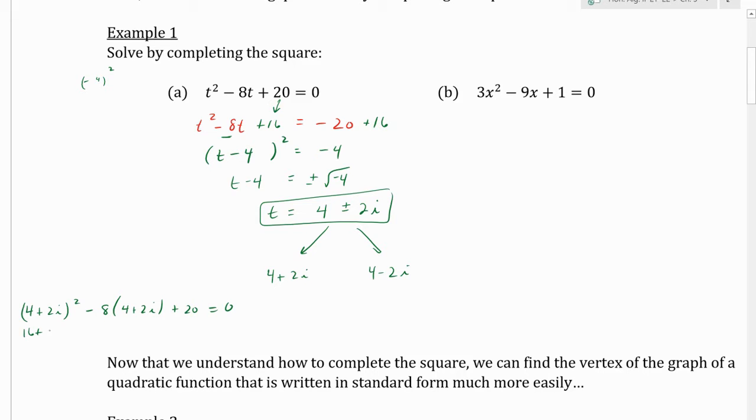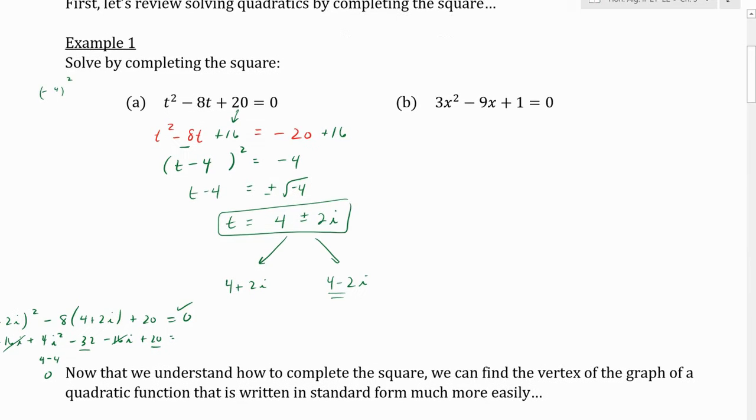This is 16 plus 16i plus 2i squared minus 32 minus 16i plus 20. 16i minus 16i goes. Let's see, 16 minus 32 is negative 16. Plus that 20, that's 4. Plus, oh gosh, duh. 2i squared, I didn't square the 2. Plus 4i squared, which is a minus 4, which is 0. So yep, it did work, especially when I actually square the 2 too. And I could do the same thing with the other answer. If I plugged it back in for t, this thing would be true.